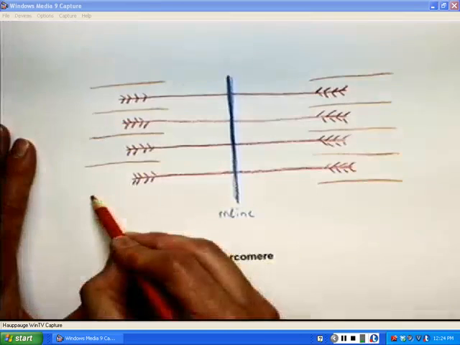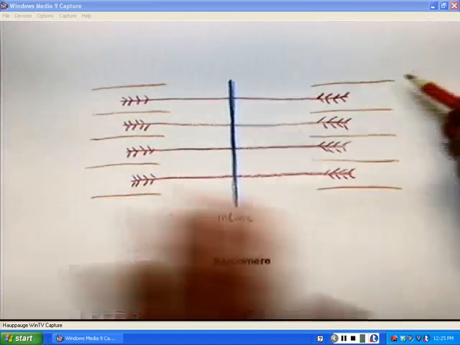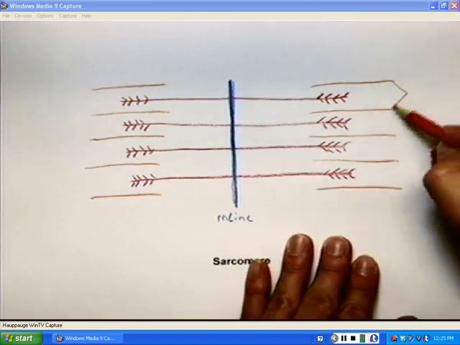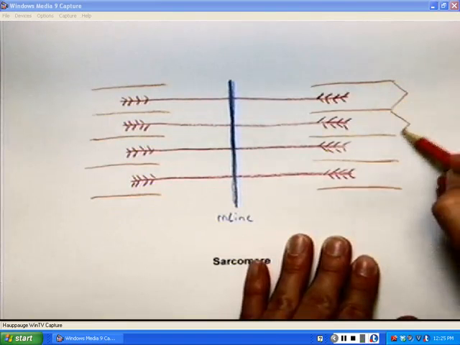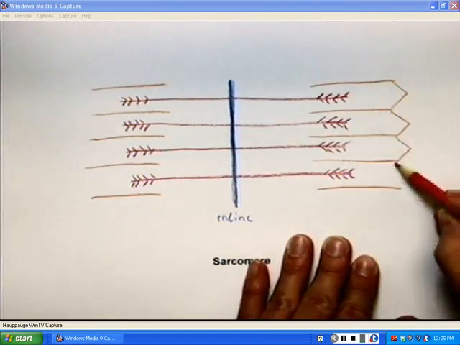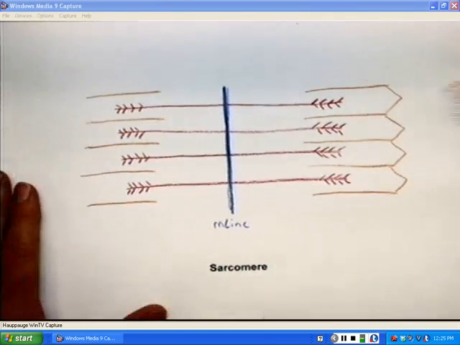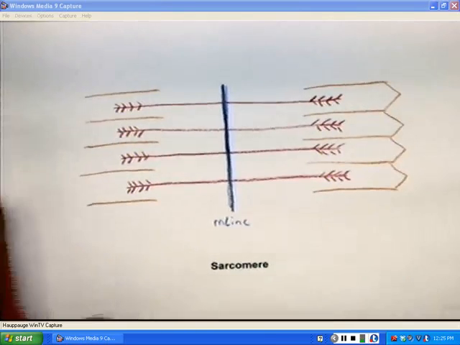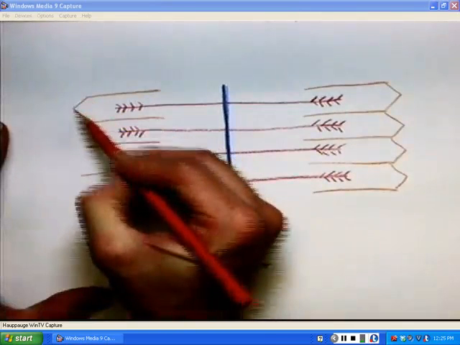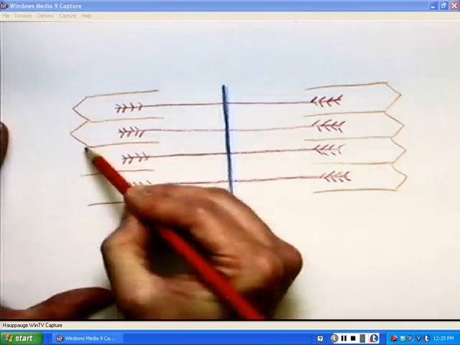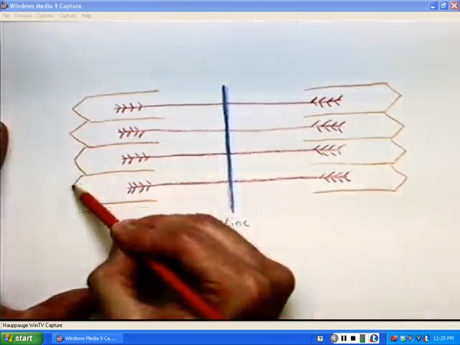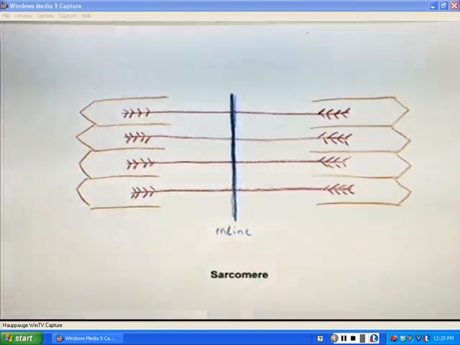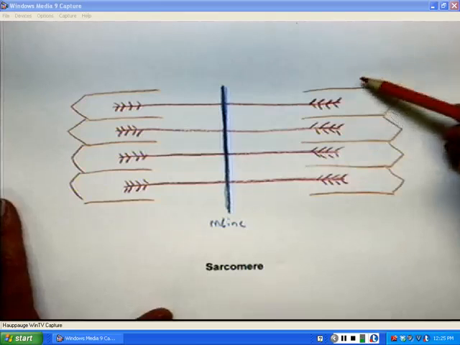Once you have built this up, take time to draw the Z lines at the ends of your sarcomere, and note that from here on out there will be another sarcomere on the other side, and this creates the striations that we notice in skeletal muscle tissue. So here we have our orange lines.